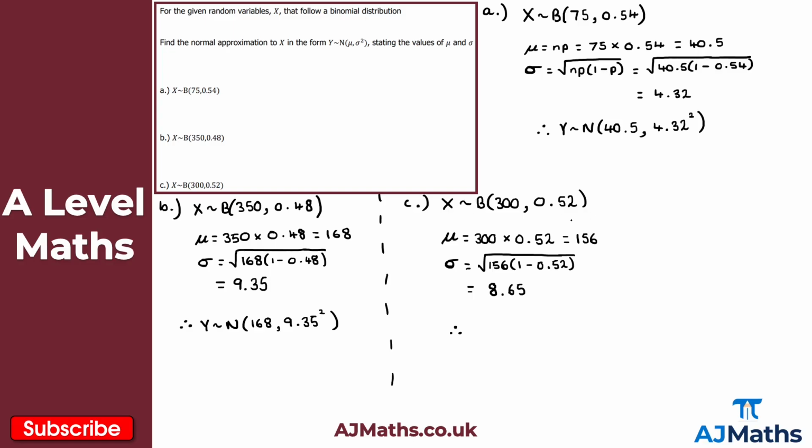We didn't mention it for part C, but again, I can find the normal approximation here because n is large and p is close to 0.5. So y in that case then is normally distributed. So my parameters here are 156. And then for the variance, that would be 8.65 squared. Okay. And there we have it. So that's the solution to part C, and that gives the solution there to question 1.